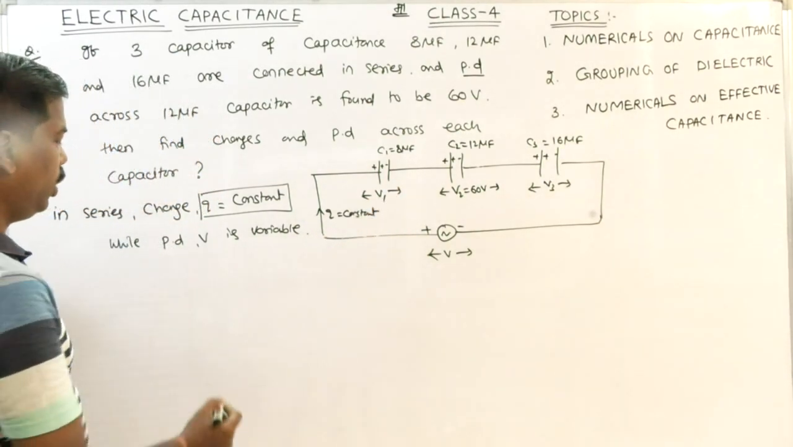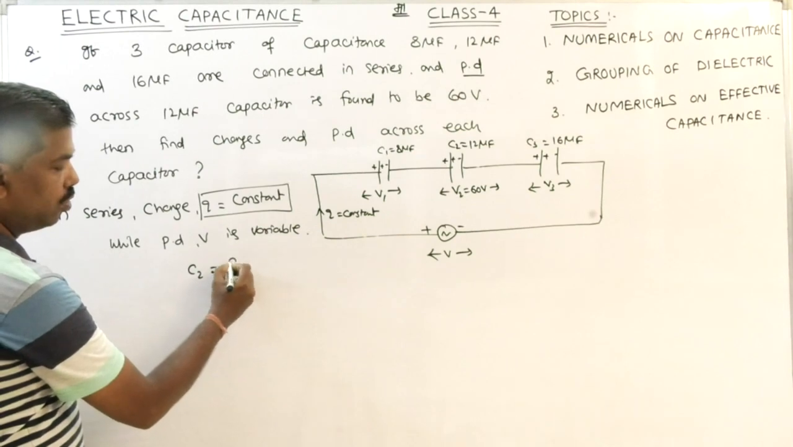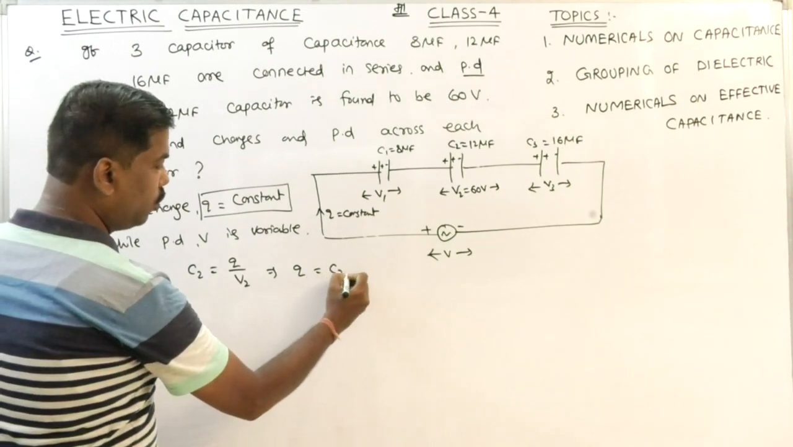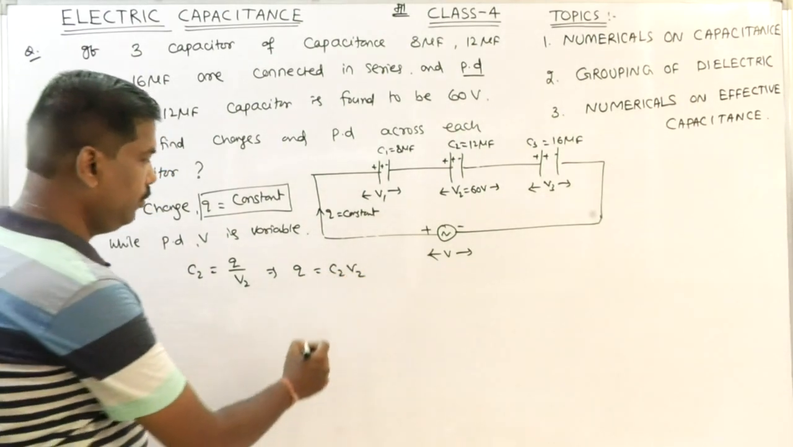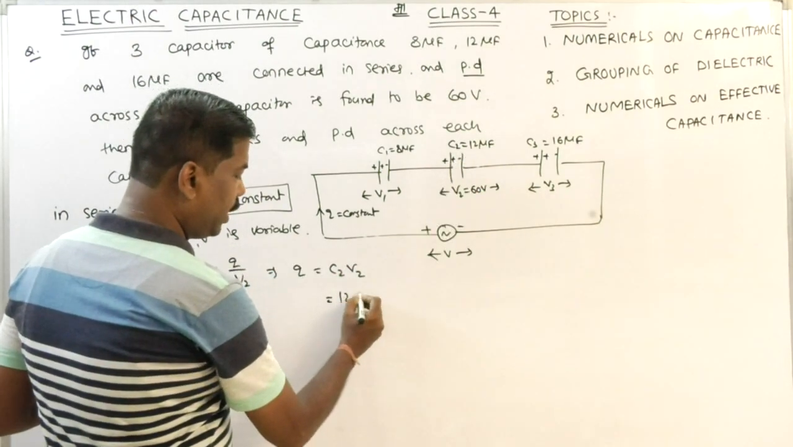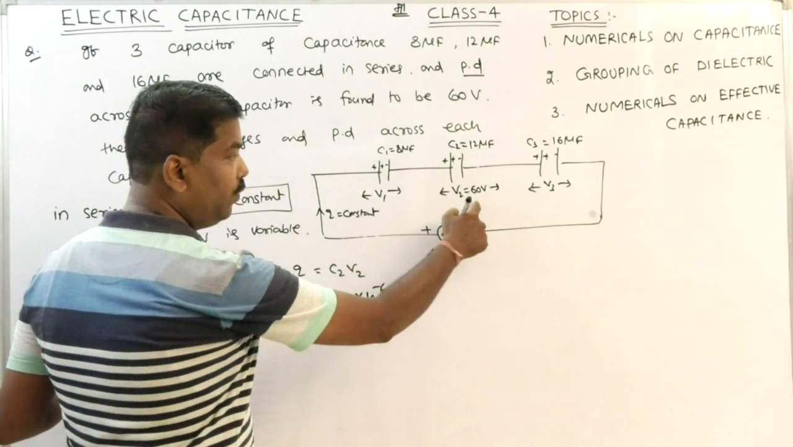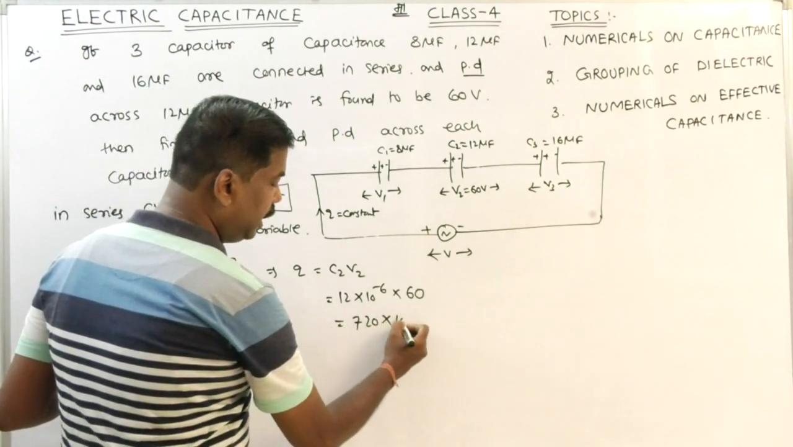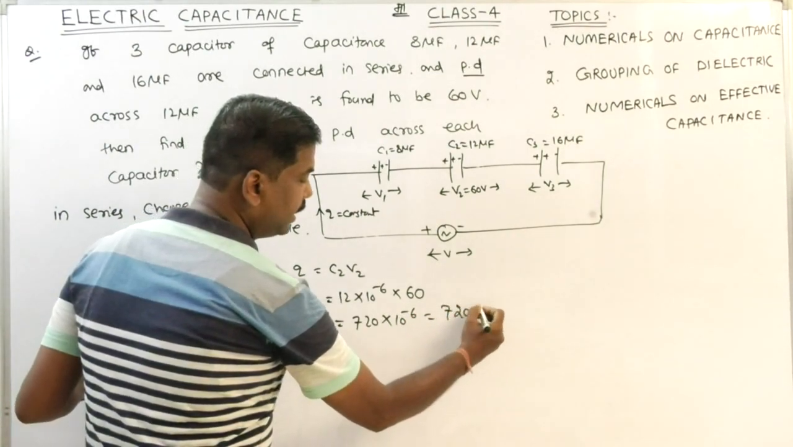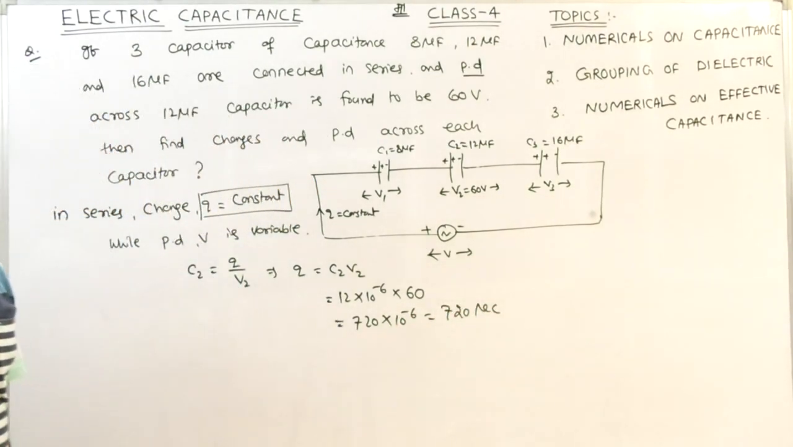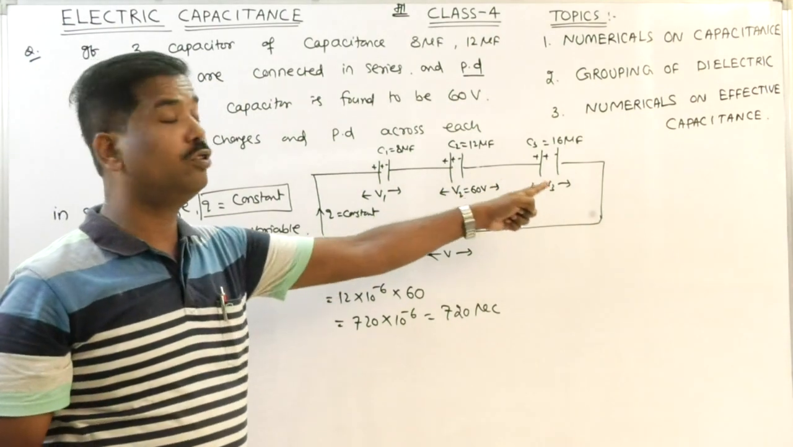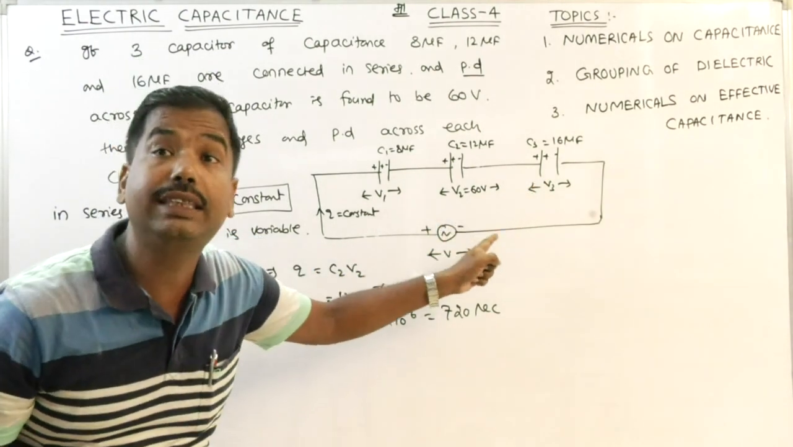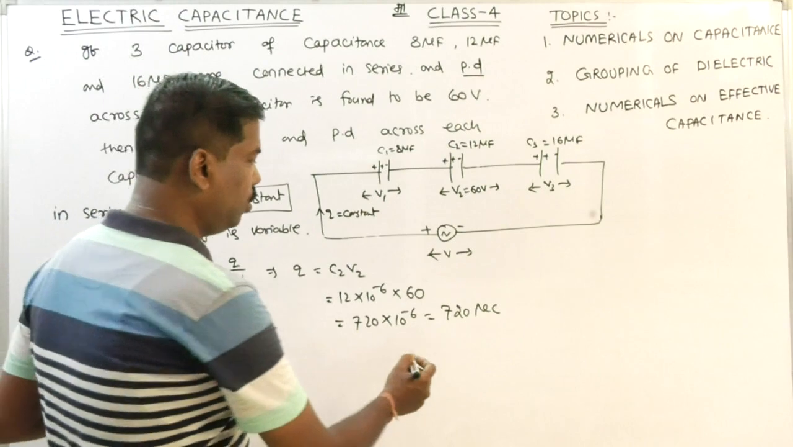So charge Q is constant. According to the formula, C2 is equal to Q by V2, or I can write Q is equal to C2 V2. C2 is given as 12 microfarad, 12 into 10 to the power minus 6, and V2 is given as 60. So it is found to be 720 into 10 to the power minus 6, or 720 microcoulomb. Clear? This Q is constant throughout the capacitors. It means the charge through each capacitor is equal. So this is constant.